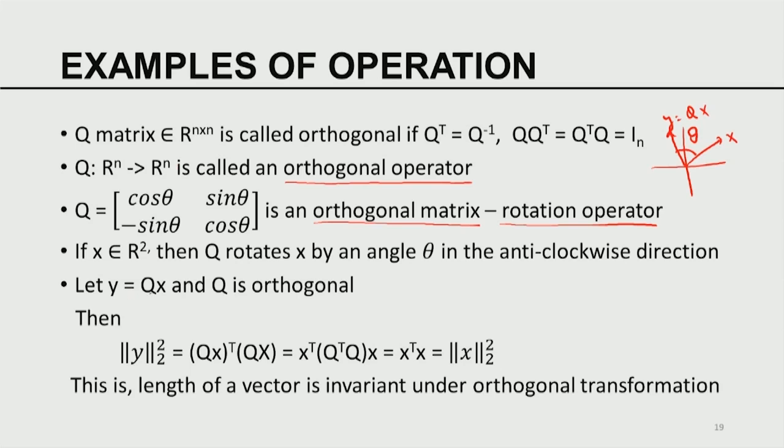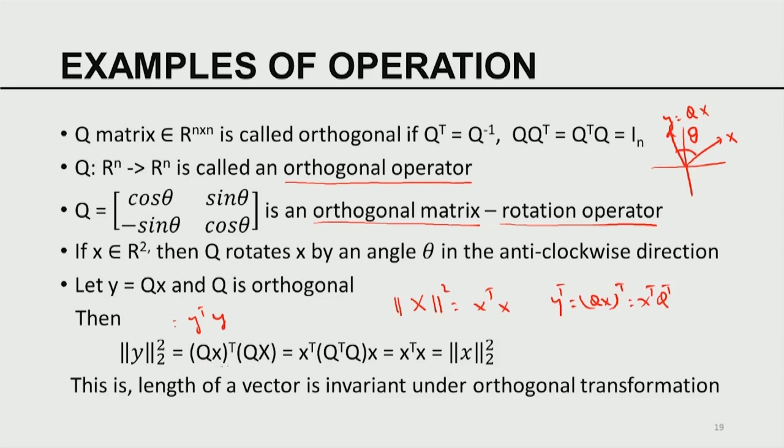So let y be equal to Qx, where Q is called an orthogonal matrix. Then the square of the norm of x is x transpose x. Likewise, the square of the norm of y is y transpose y, but y is equal to Qx. Therefore, y transpose is equal to (Qx) transpose. The transpose of a product is the product of the transposes taken in reverse order. This is x transpose Q transpose.